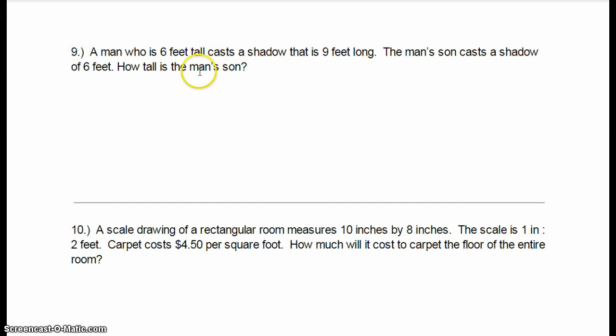Okay, another height and shadow problem. We've got a 6-foot man, we've got a 9-foot shadow, and we've got a kid. We don't know his height, but we know he casts a shadow of 6 feet. So we can solve these with a proportion again.